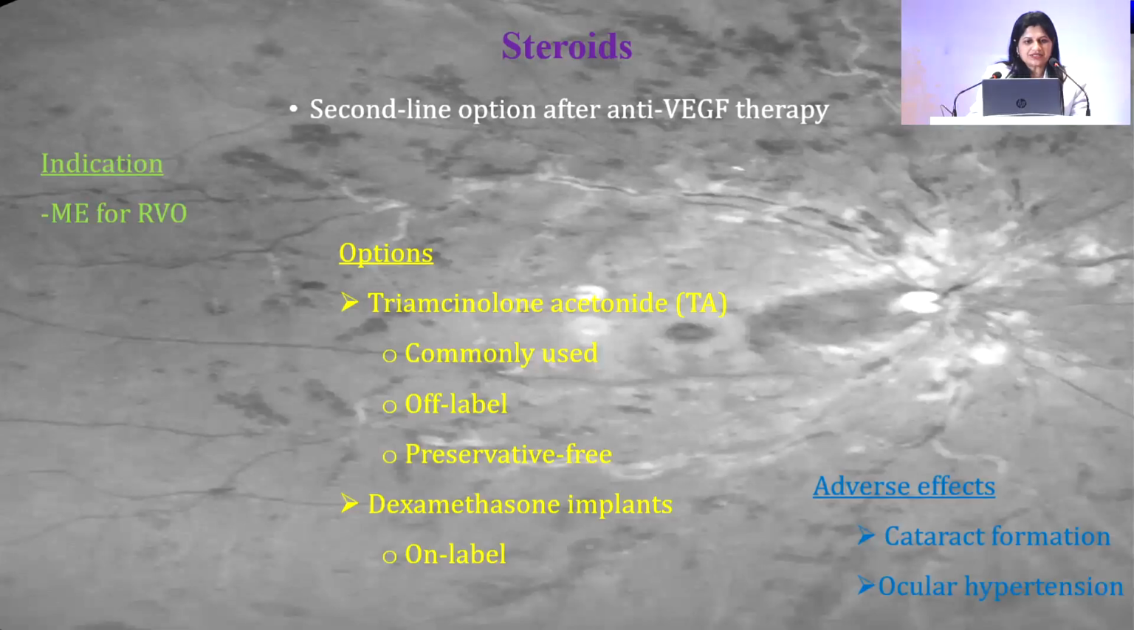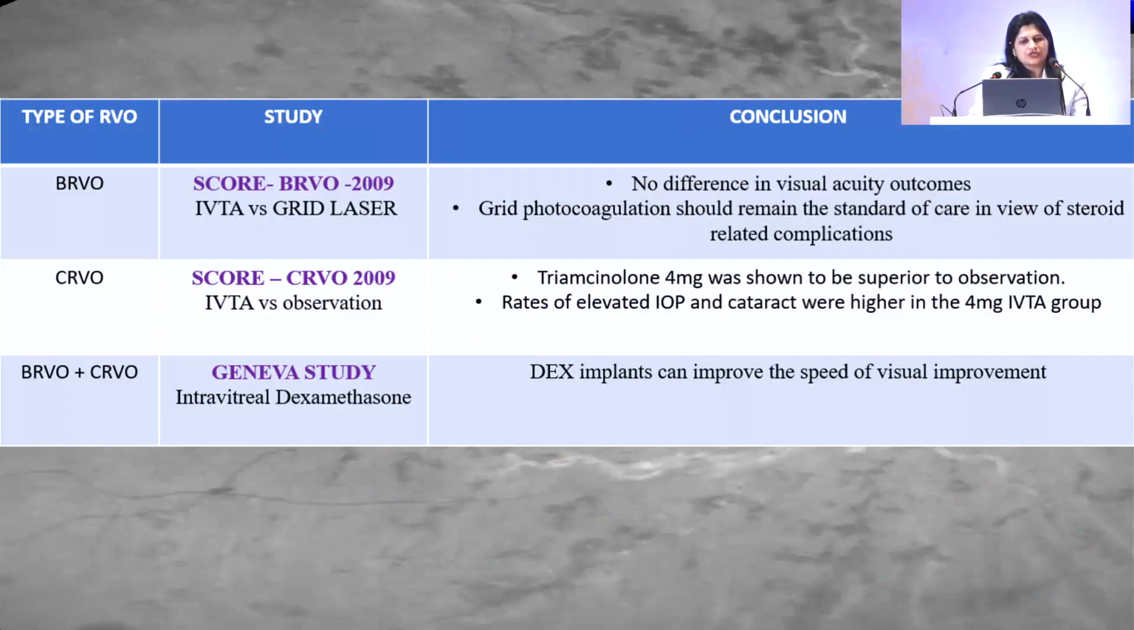So steroids, these are the second line option after anti-VEGF therapy. The indication is macular edema. There are 2 options, that is triamcinolone and dexamethasone implant. The most common side effects are cataract formation and ocular hypertension. So these are the various studies which were done.